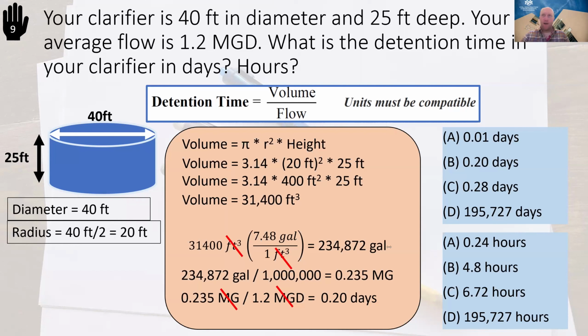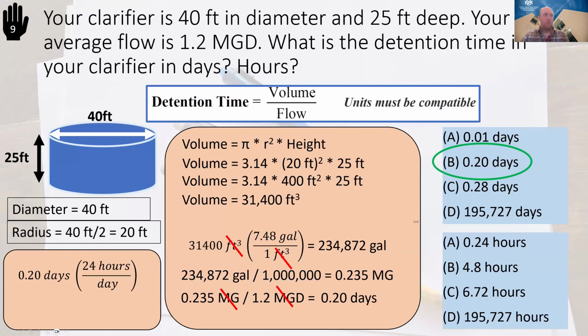So I'm going to convert that. I'm going to multiply that by 24 hours in a day. Then we cross out our day units and we end up with hours. So it's going to be 4.8 hours. So that's a lot easier time to visualize.